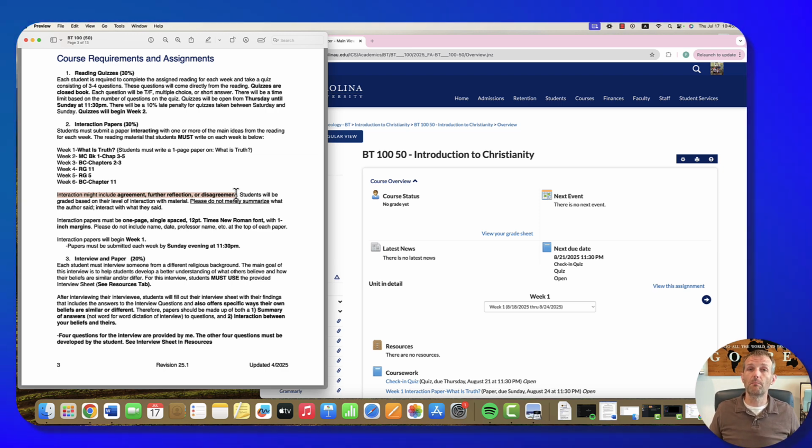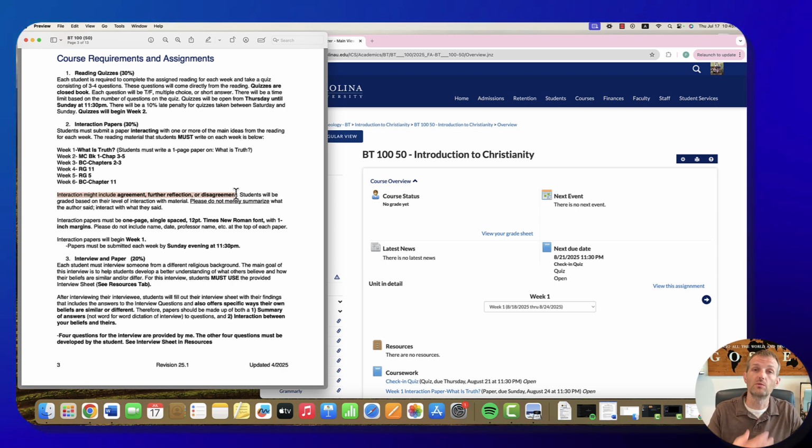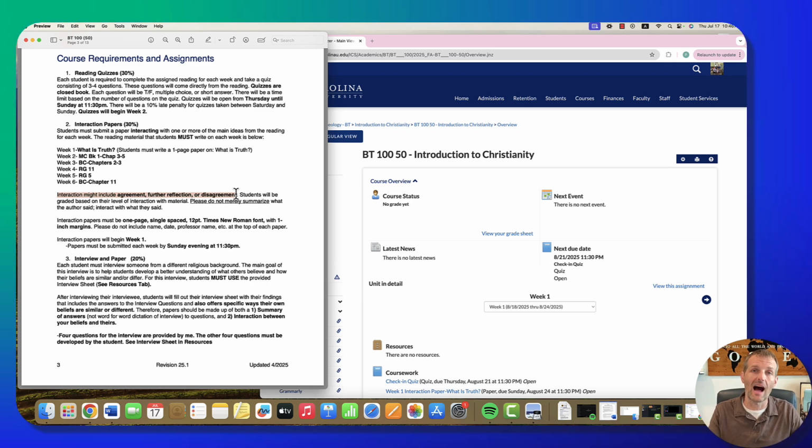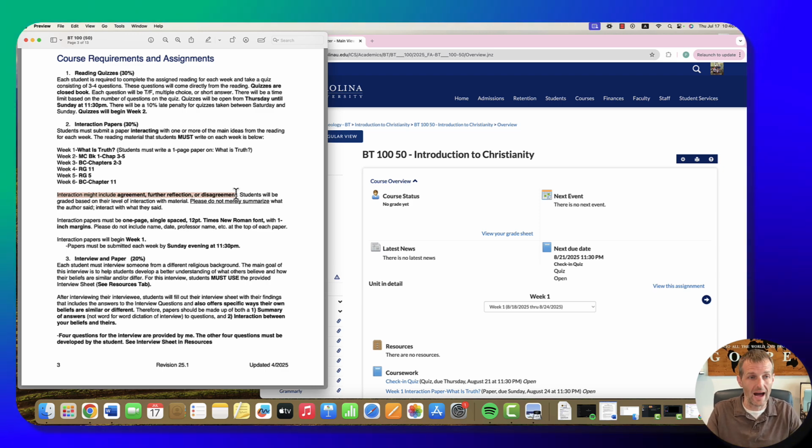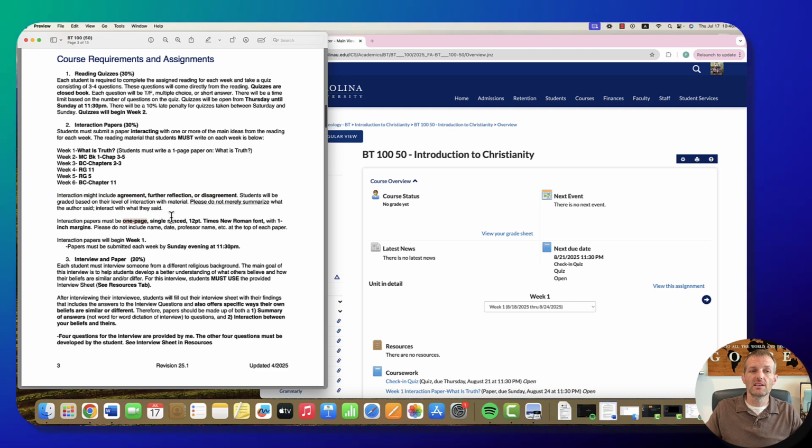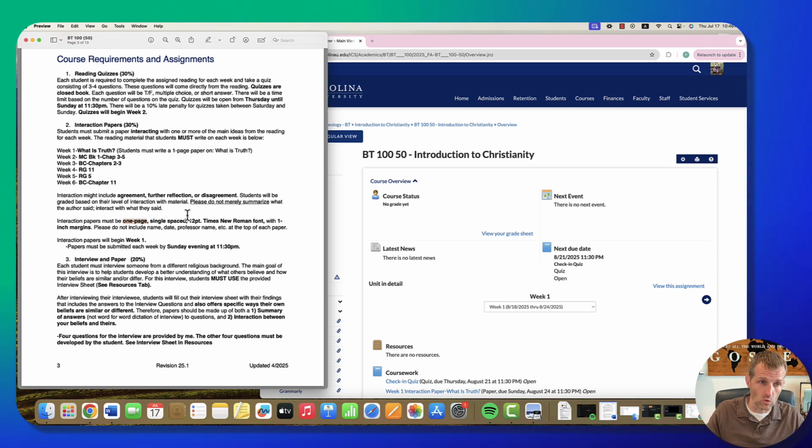Your grade is going to be based on how well you interact with the material, not on whether or not we agree, right? Just because you disagree with me doesn't mean you're going to get a bad grade. I want to see how you think through ideas. These must be 1-page single space. So if you send me half a page, I'm going to give you a 50. If you send me 3/4 of a page, you're going to get it. If you send me a double spaced page, you're going to get a 50, right? So just follow these rules.